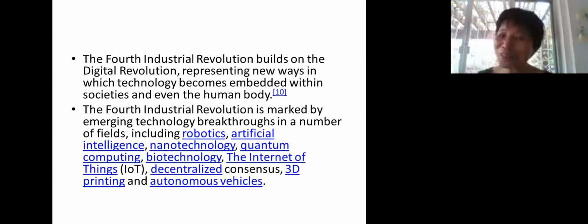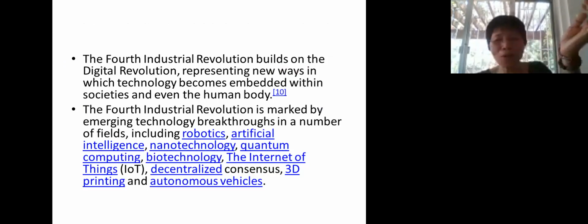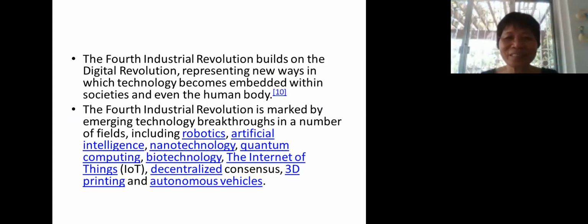Now we are in the fourth industrial revolution. It builds on the digital revolution, but it represents technologies embedded within societies and even within the human body. You can have a robot, you can have a bar here, and they can scan you and tell people what your blood pressure is, what your illnesses are, and so forth. That is what you call the fourth industrial revolution.